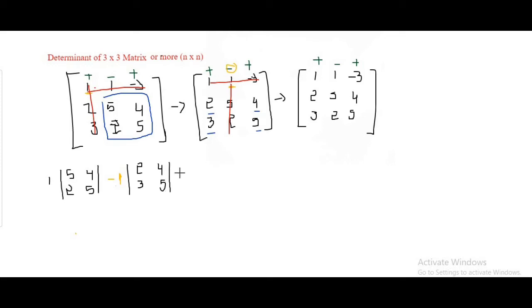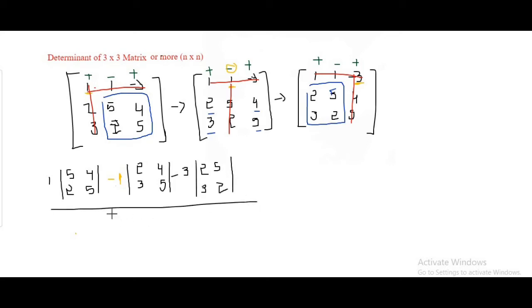And finally we take the last element, which is negative 3. So negative 3, and we remove the row and column it belongs to. Negative 3 times the determinant of 2, 5, 3, 2. This calculation is quite simple. Now let's jump into code.